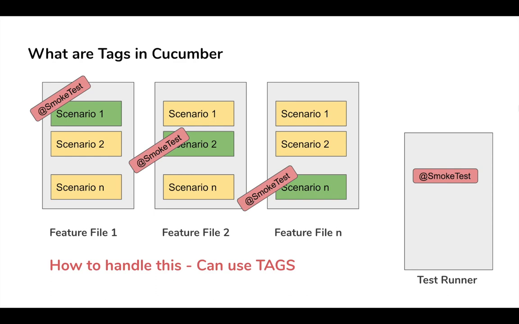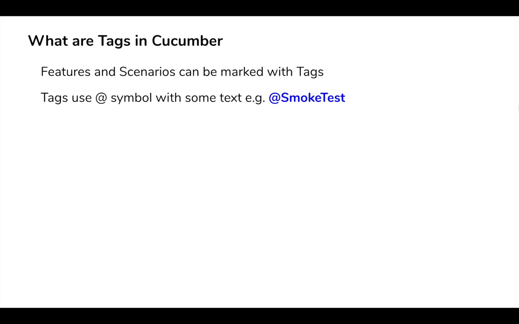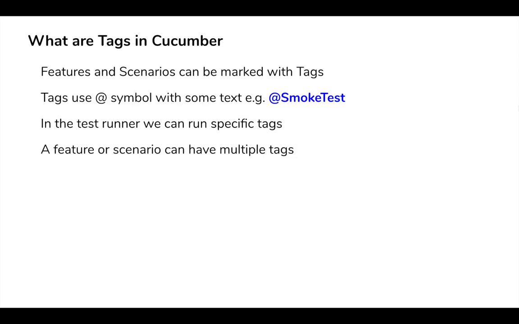In very simple words, features and scenarios can be marked with tags and then we use the @ symbol followed by some text. For example, I can say @smoke test, @regression text, @important, anything. So that will be a tag. And in the test runner file, we can specify the tags or we can run with specific tags. I will show you that in a moment.